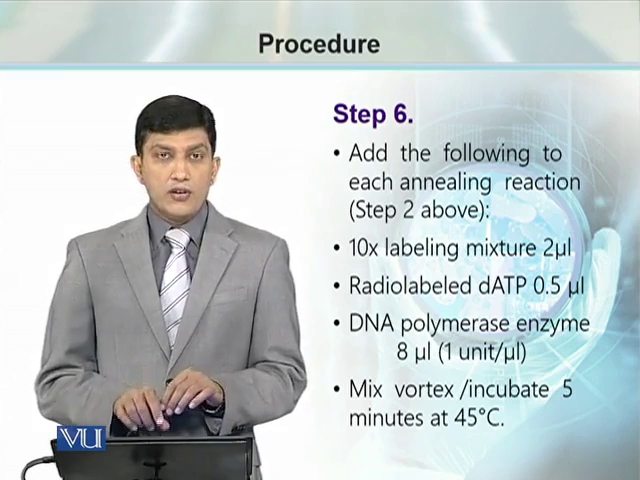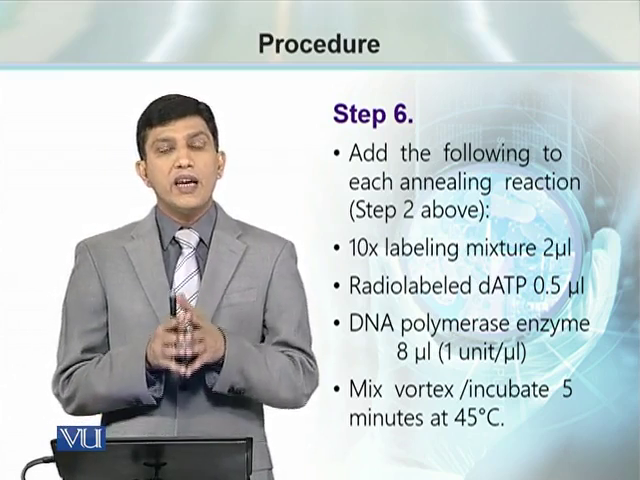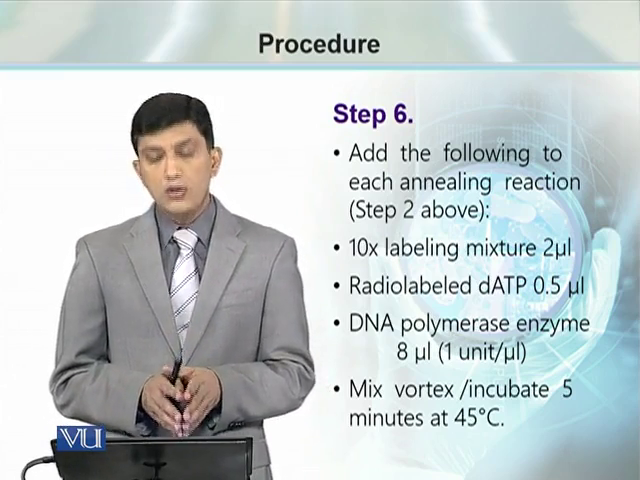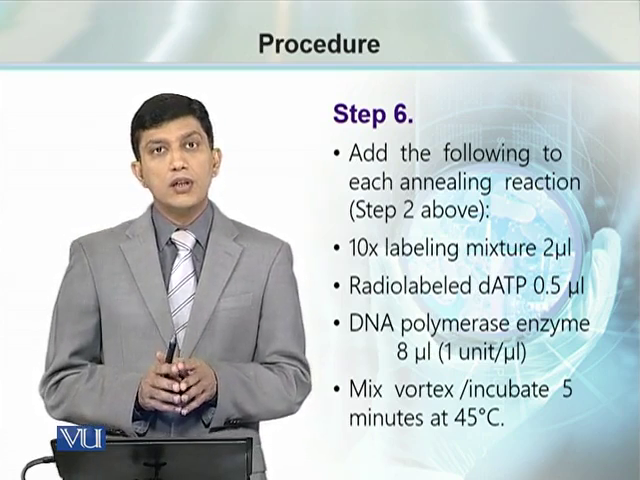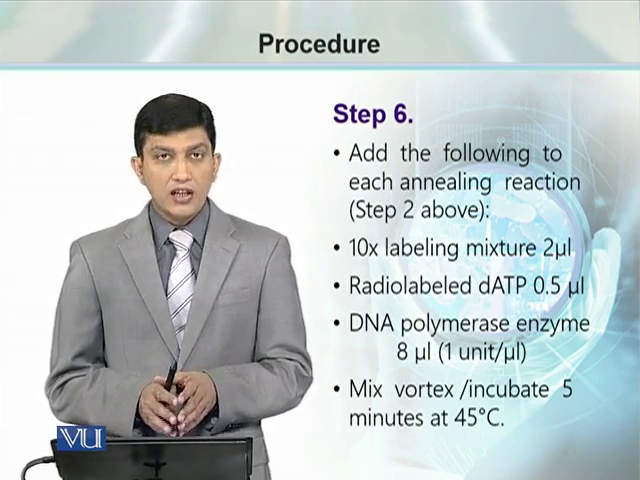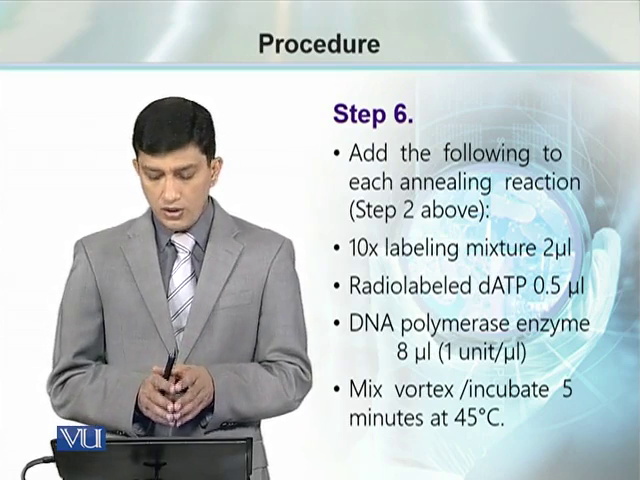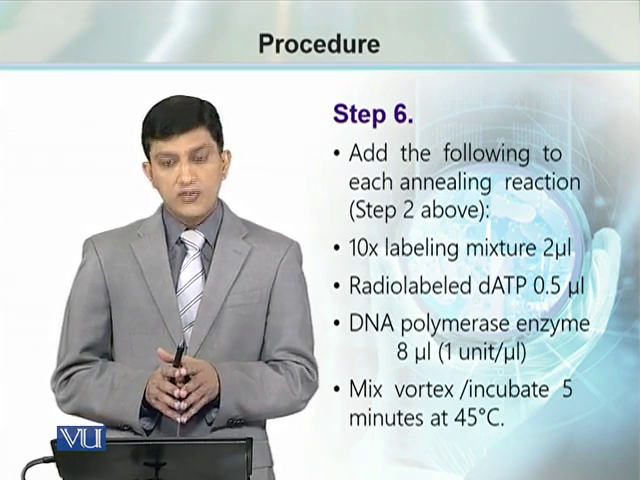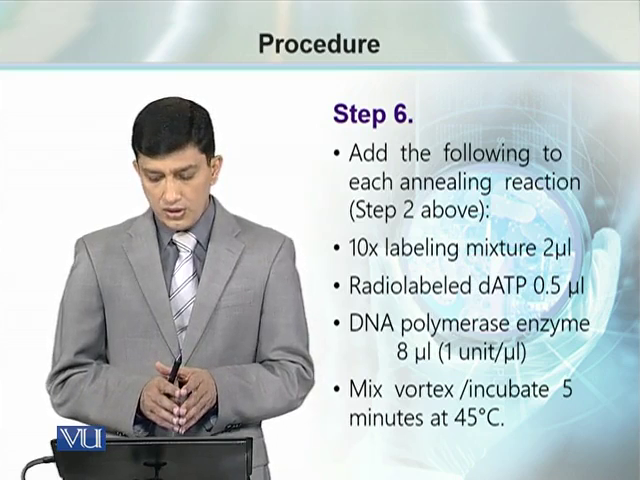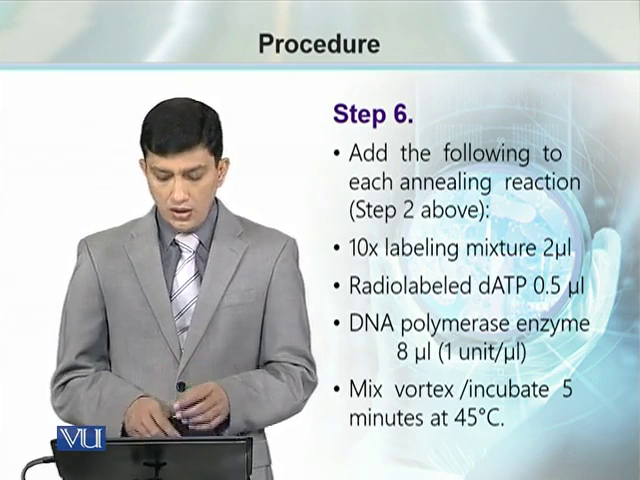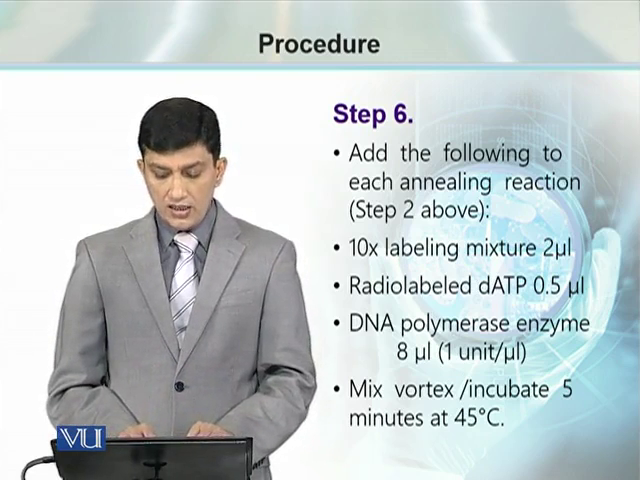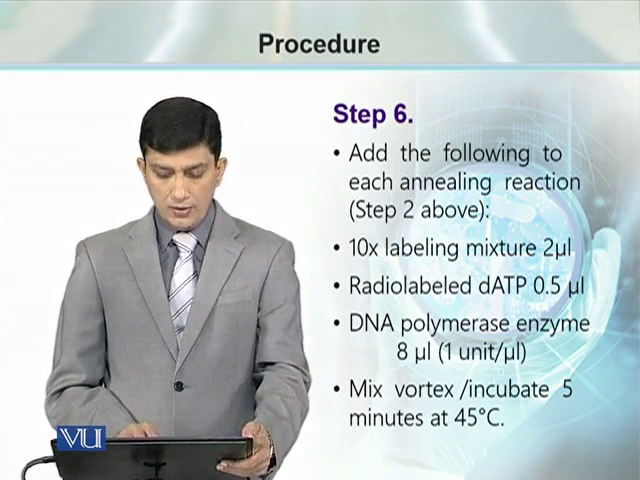In the annealing reaction that we prepared at step number 2, we are going to add 10x labeling mixture 2 microliter, radioactive dATP 0.5 microliter, DNA polymerase enzyme 2 microliters, and we are going to mix it and incubate it for 5 minutes at 45 degrees centigrade.